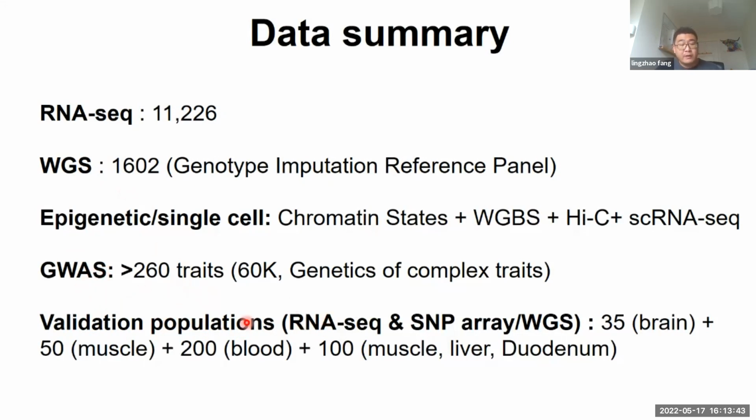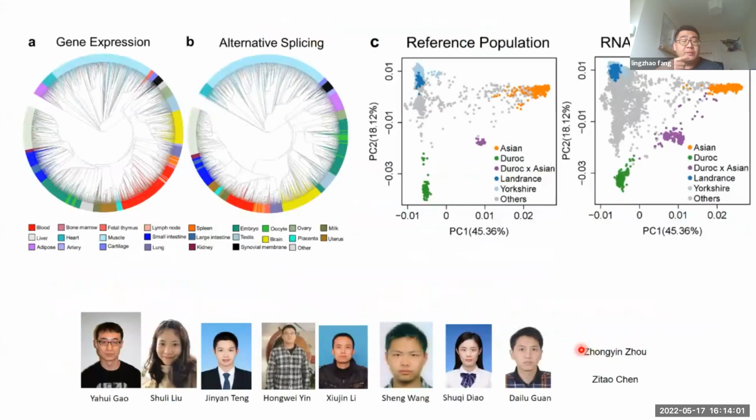For the validation populations for eQTLs, we need populations that have both RNA-seq data and genotype data. That could be from the SNP array or whole genome sequence from different tissues. So those are just some examples up here. Let's first look at the quality of this data.